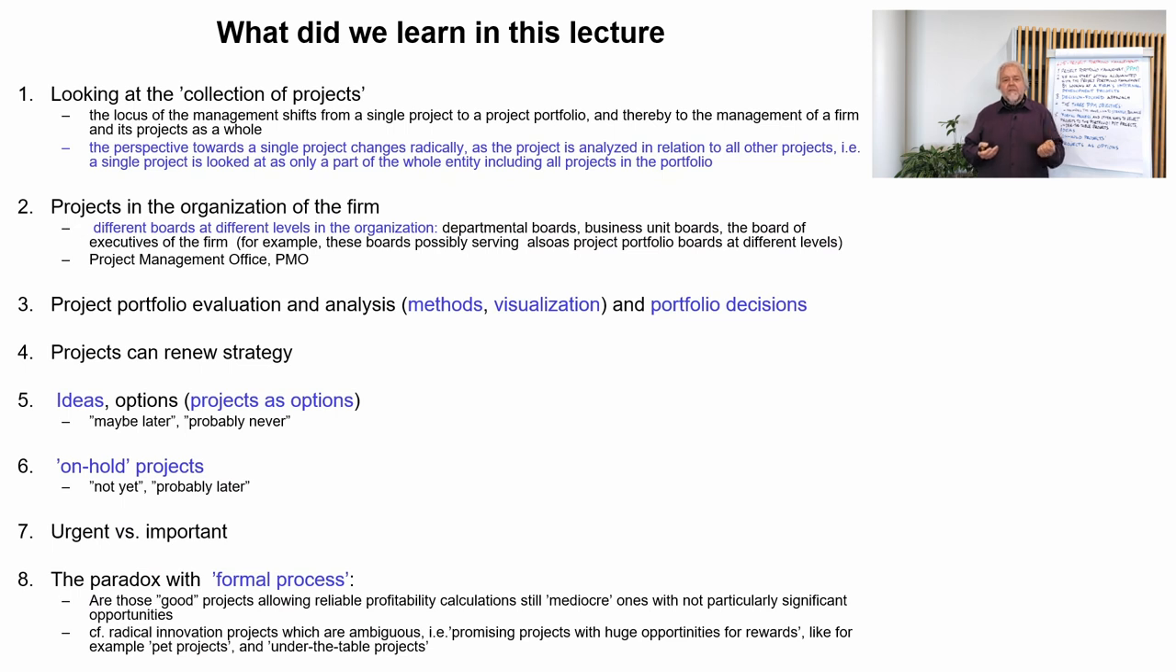Then we were talking about ideas, options, projects as options, and there were these kinds of very peculiar decisions where we would base our decision on notions like maybe later or probably never. And on-hold projects are similar in our decision-making scheme. So for example, not yet or probably later, we must keep them along as latent items, and we still are not ready to make the final decision about them, or final go or final stop, or something else.